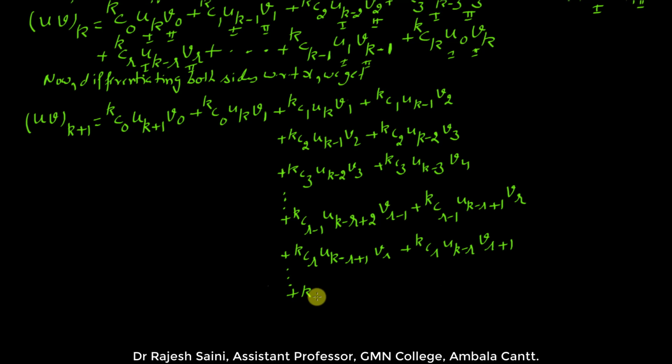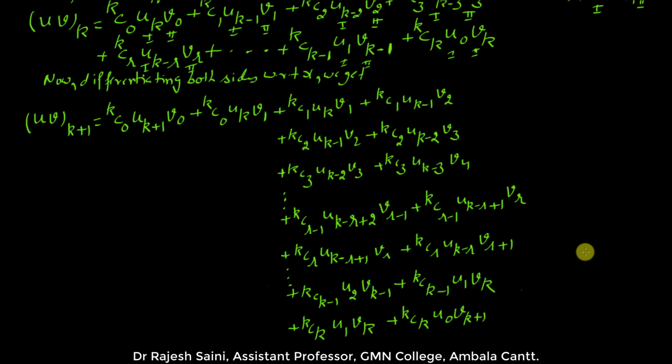It will be kC(k-1) u2 v(k-1) plus kC(k-1) u1 vk. Now this one, kCk u1 vk plus kCk u naught v(k+1).